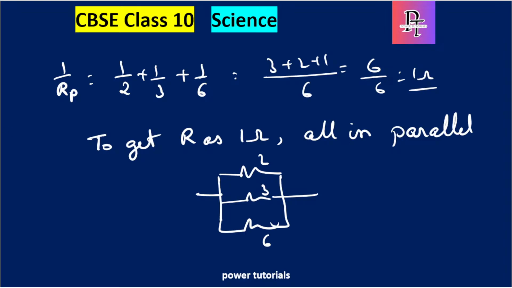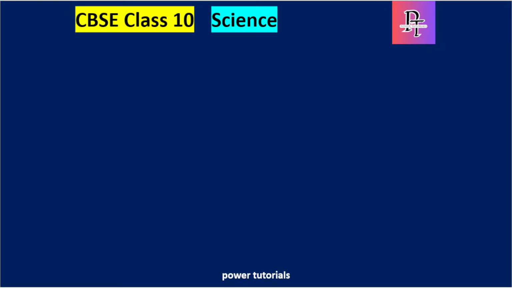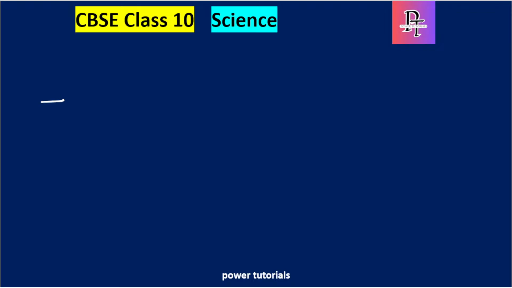Okay, but if I have one more question, we need to get 4 ohms as well. So how to get 4 ohms? Let's see. It can be either 3 cases. So 2 can be in series with the other 2 in parallel, 3 can be in series with the other 2 in parallel, or 6 can be in series with the other 2 in parallel. So we'll see those 3 combinations.